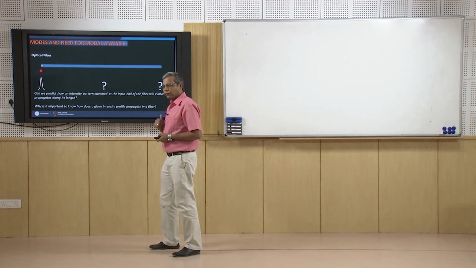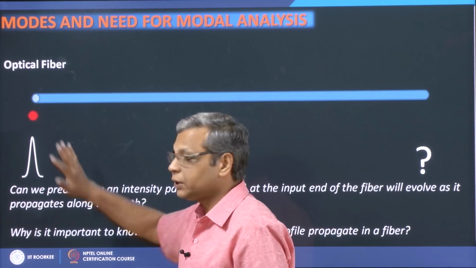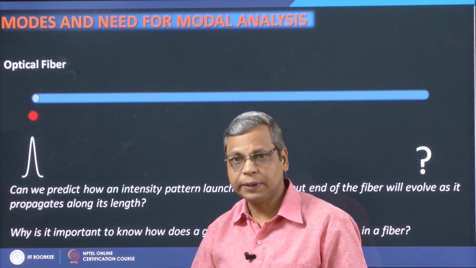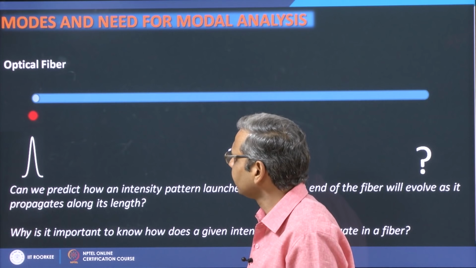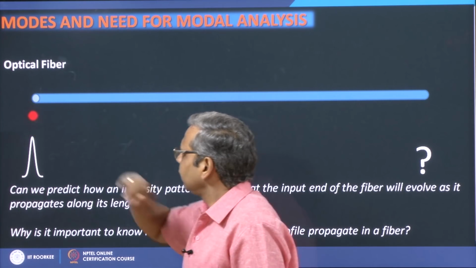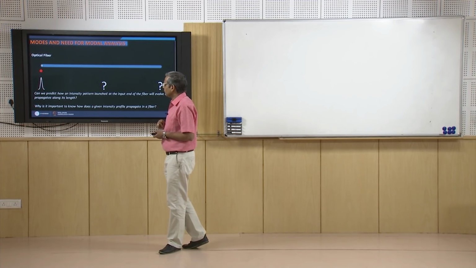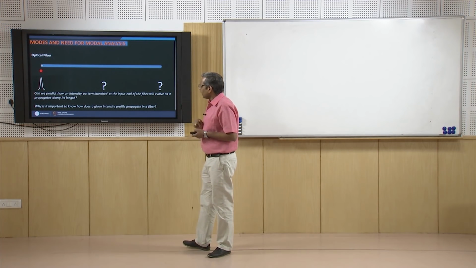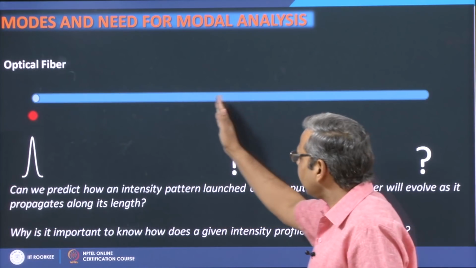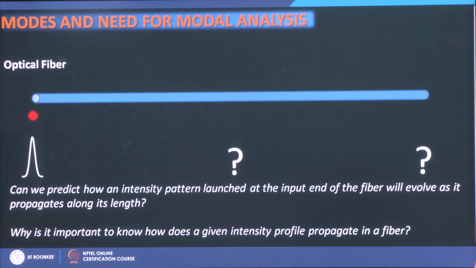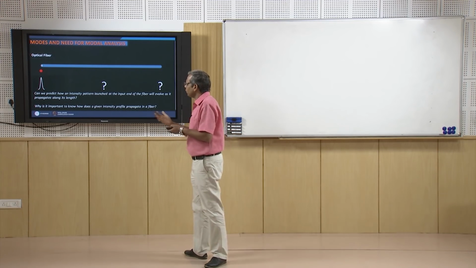But if I have in the same way an optical fiber and I launch that laser beam, which is not optimized perhaps for this fiber, I just take any laser beam or any intensity pattern and I launch it into this input end of the fiber, then can I predict how this intensity pattern would change as it goes along the fiber, or would it change at all or not? How would this propagate?